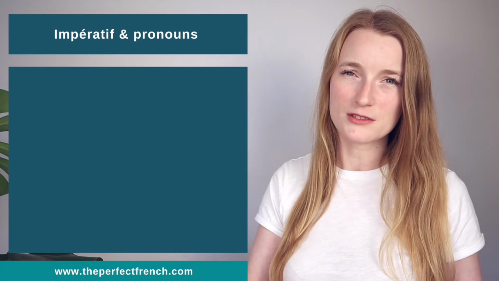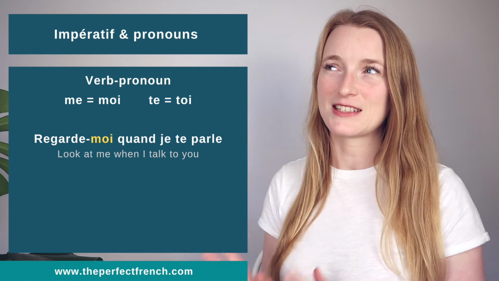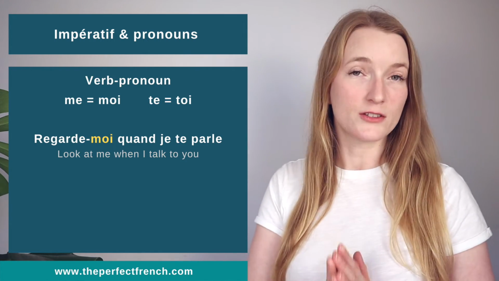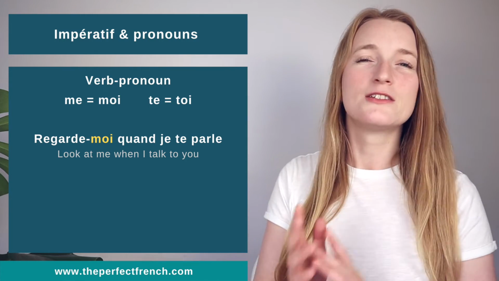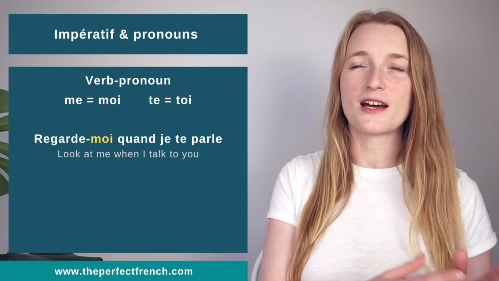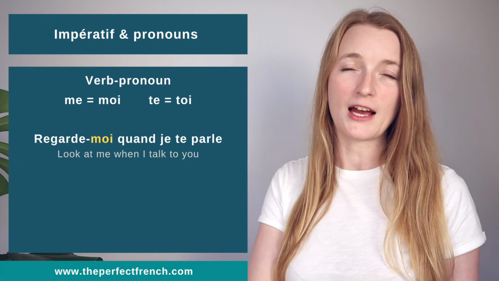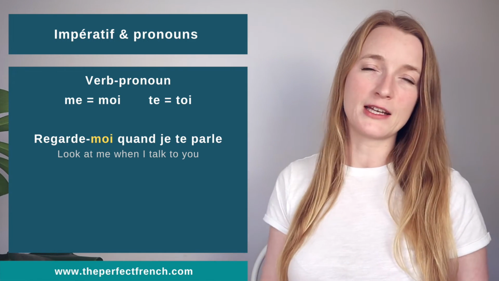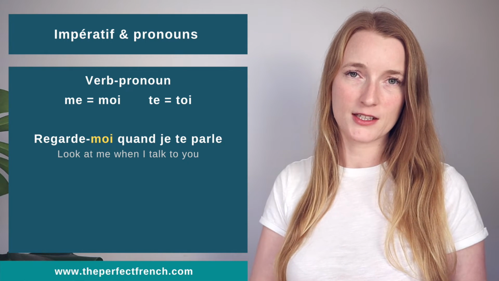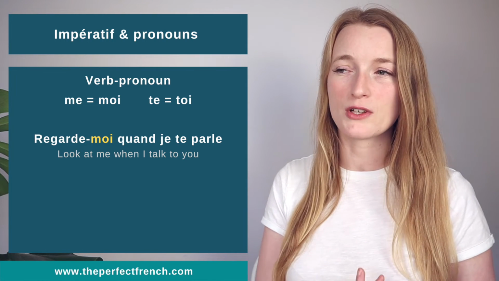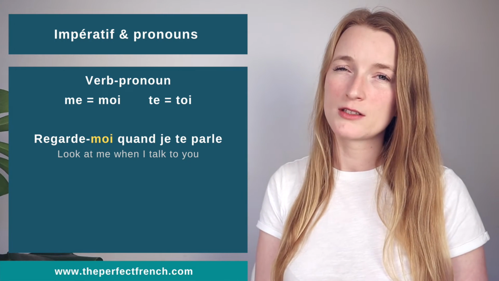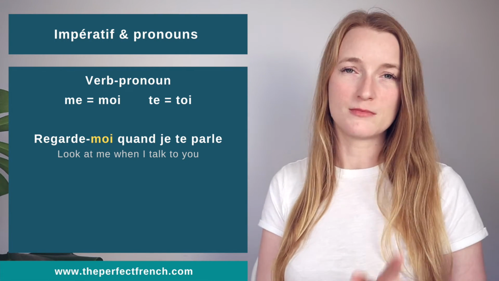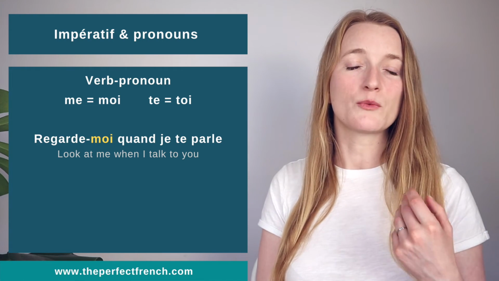Not too sure if that works, but you know what I mean. So if you see the sentence, look at me when I talk to you. And here, because we have an order, the object pronoun is going to be after the verb, not before the verb, after the verb. And it's going to be linked to the verb by a hyphen. And two big differences is that when it's after the verb, me becomes moi and te becomes toi. Let's see.